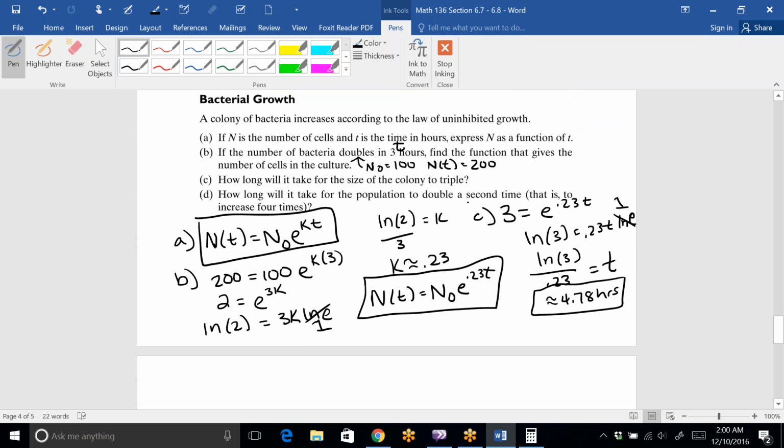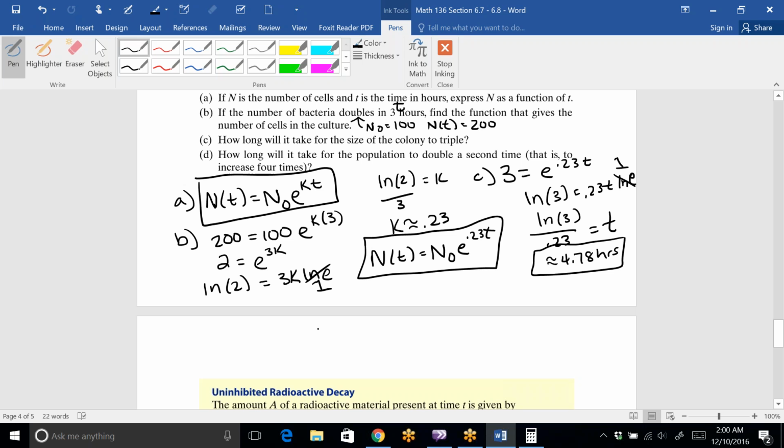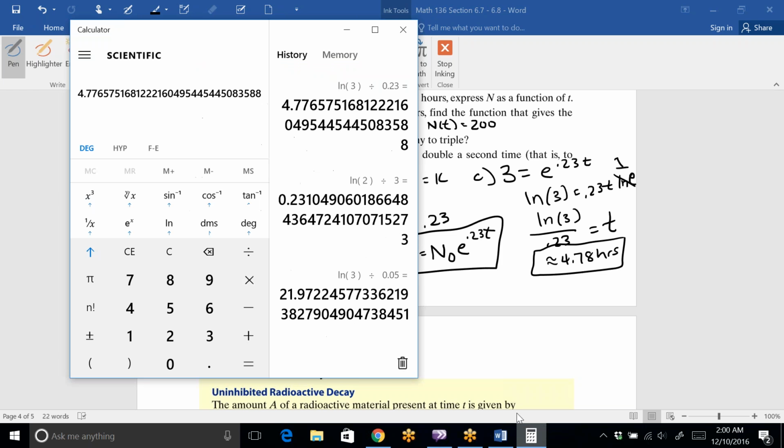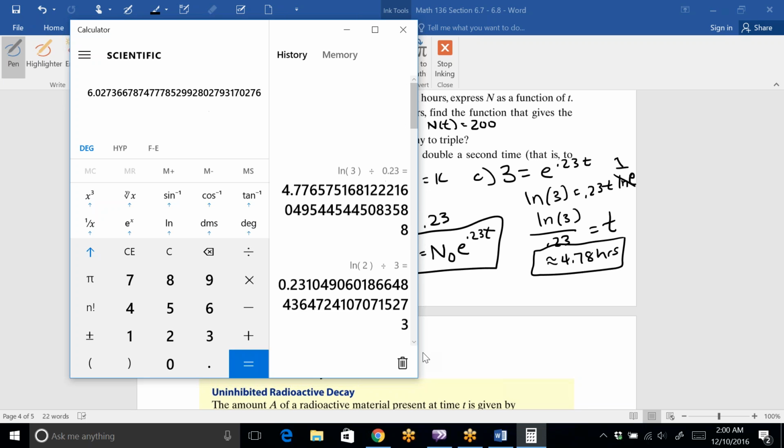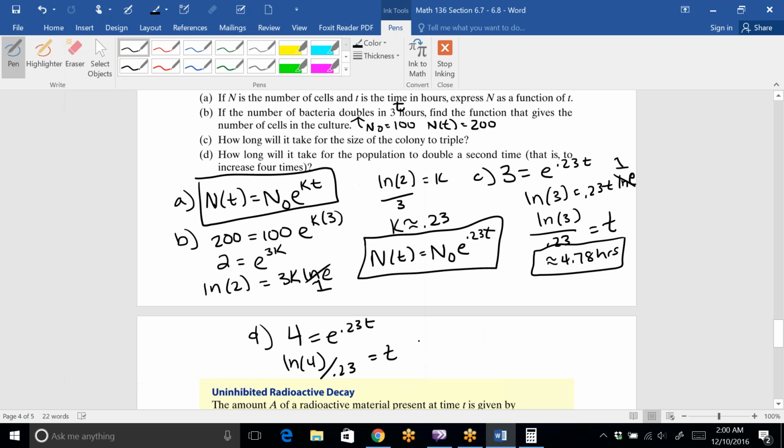And then how long will it take the population to double a second time? That is to increase 4 times. So we're quadrupling essentially. So we would say that this would be 4 equals e to the 0.23t. And natural log of 4 divided by 0.23 is going to equal t again, kind of bypassing some of the steps since all of these work out the same way. So natural log of 4 divided by 0.23 is 6.03. And that is still hours.